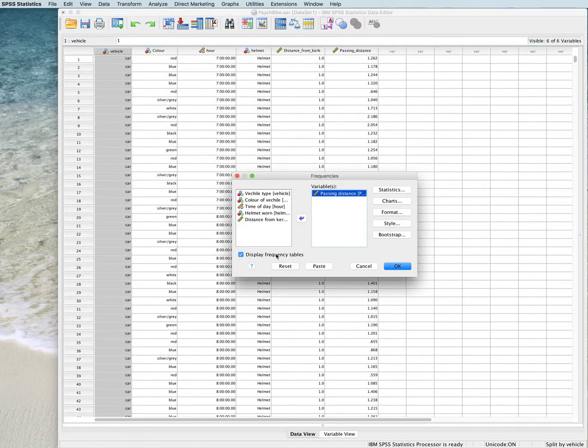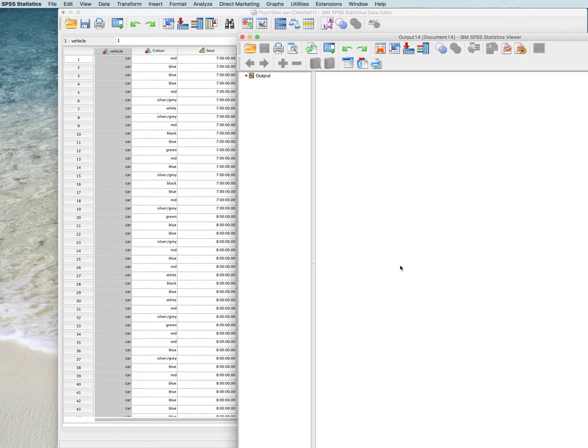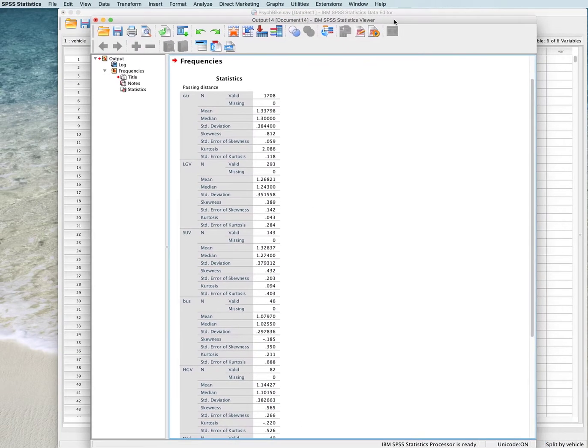What we don't want is display frequency tables, because it will give us very long tables of each individual case, which is not required. What we want is the statistics. We want the mean, the median, the skew, and the kurtosis. The skew is how left or right the data set is, in terms of a positive or a negative skew, and the kurtosis is how pointy it is, how far up. We also want the standard deviation. And then we click continue, and we should get a table which we can start to make some sense of.